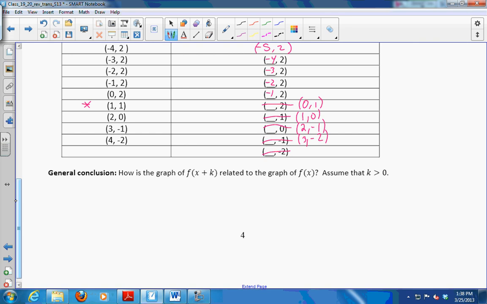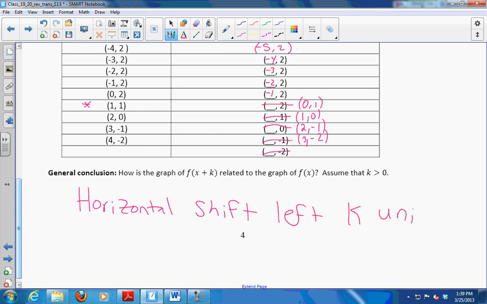So if k is positive and you add it to the input of your function, to the x part, that's going to cause a shift left. This is a horizontal shift left k units. So if you add to the input, it moves your whole graph left.